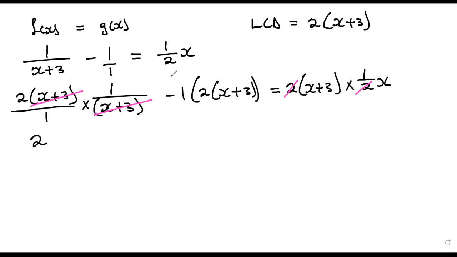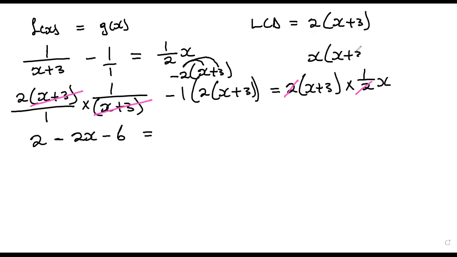So here you can decide to say it's negative 2 into x plus 3 because negative 1 times 2 is a negative 2. Then from this point, you need to distribute. So you're going to get negative 2x minus 6, like that. And the whole thing is equal to what? So here you are just left with x multiplied by x plus 3. That's what you are left with.